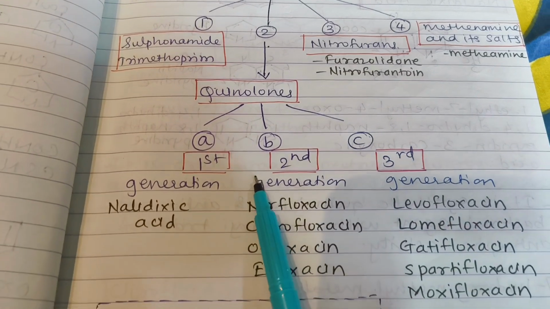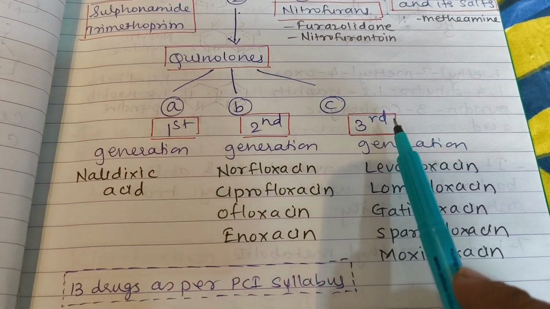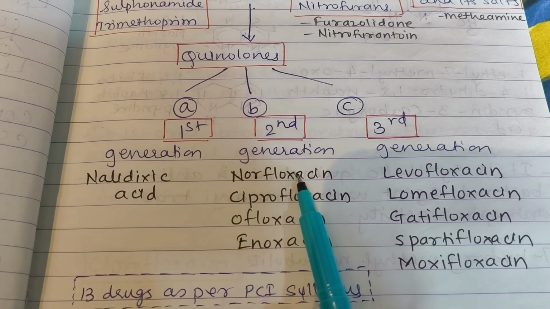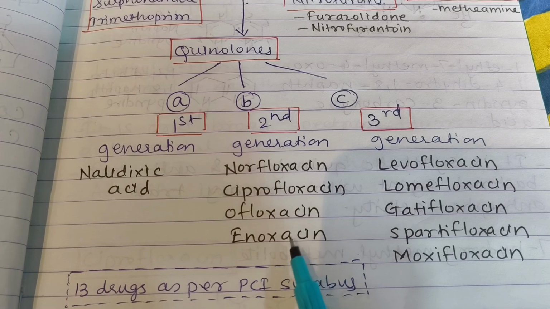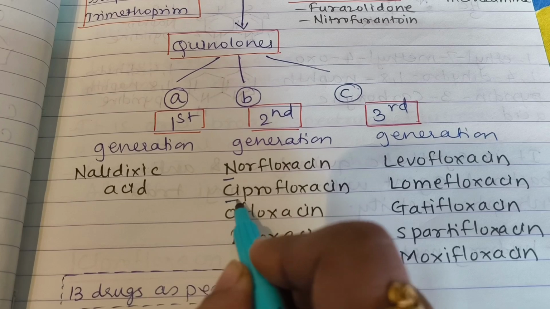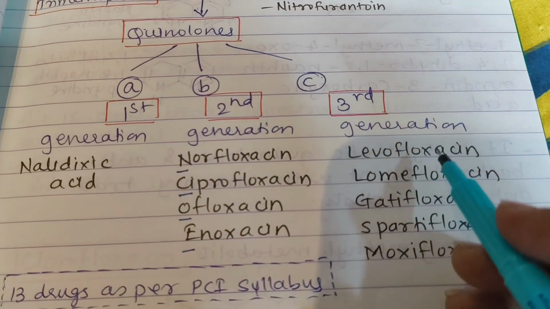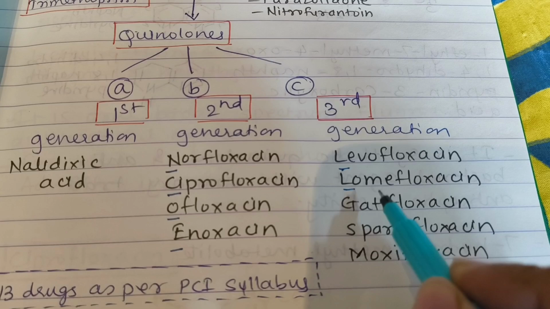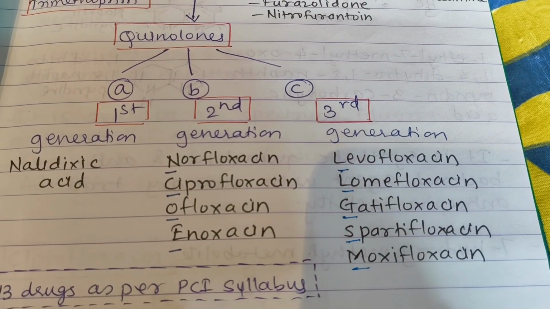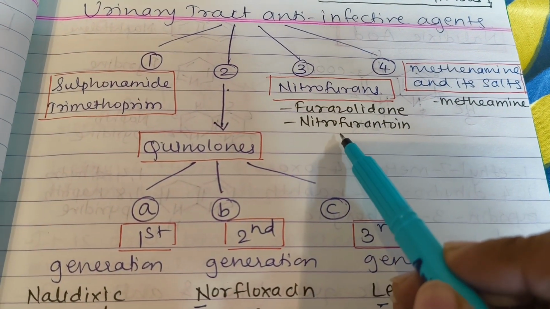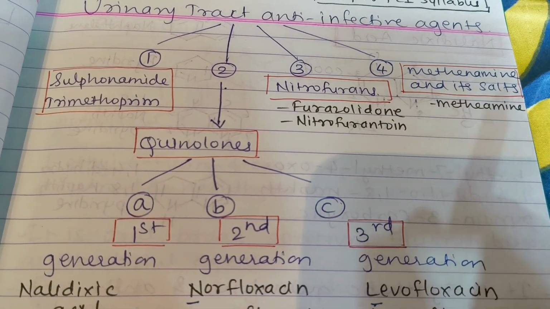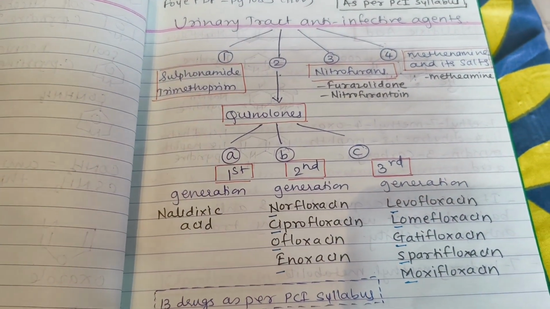Under quinolones, we have first generation, second generation and third generation drugs. Under first generation, we have nalidixic acid. Second generation: norfloxacin, ciprofloxacin, ofloxacin, enoxacin. You can remember it as NCOE. Third generation: levofloxacin, lomefloxacin, gatifloxacin, sparfloxacin and moxifloxacin. Under nitrofurans, we have furazolidone, nitrofurantoin, and methenamine and its salts. Only methenamine has to be studied. So that was about the classification.